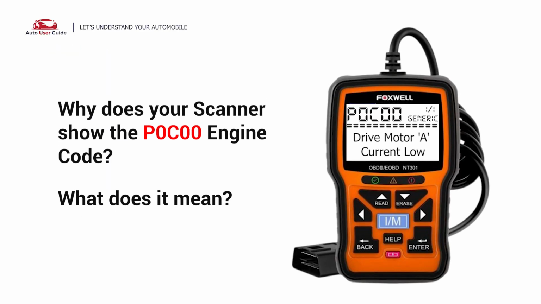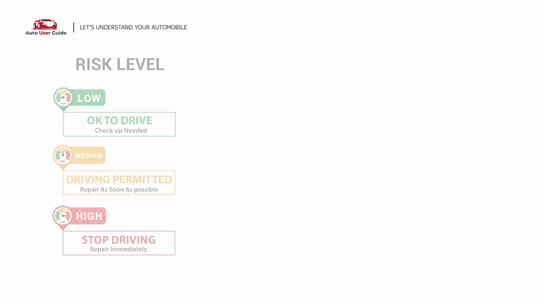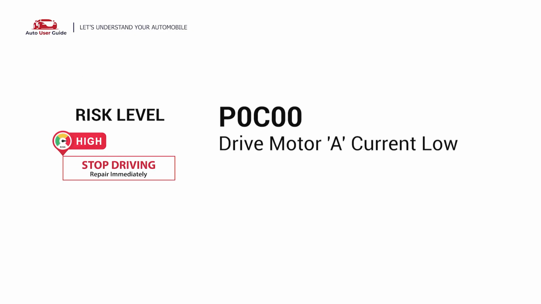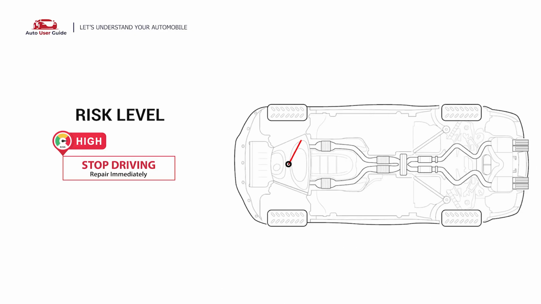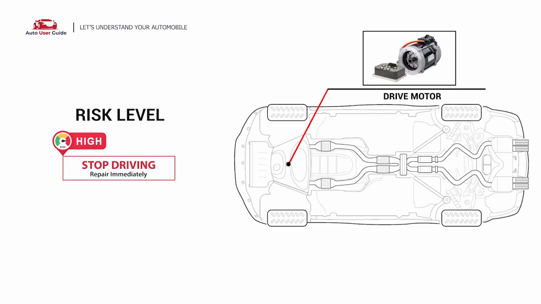Why does your scanner show the P0C00 engine code? What does it mean? P0C00 is a diagnostic trouble code for drive motor A current low. This error code applies to hybrid and electric vehicles and occurs when the high-voltage hybrid powertrain control system detects that the electrical current flowing through the drive motor control module is lower than it should be. Under this circumstance, stop driving and repair your vehicle immediately.